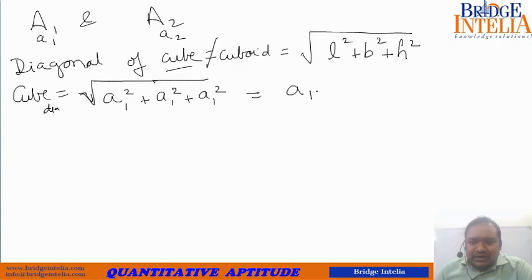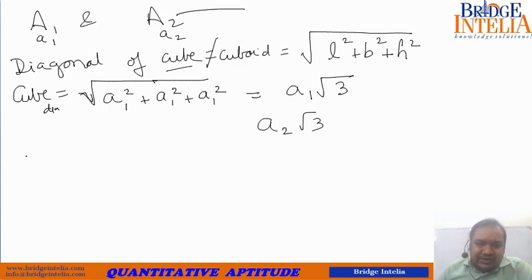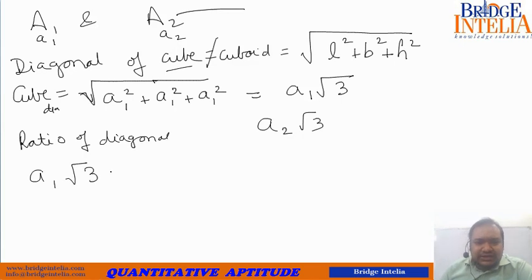So A1 into root 3. Similarly, diagonal of the second cube would be A2 root 3. So this is what is given to us. The ratio of diagonal is given. So if you take this ratio, this is what is given. A1 root 3 is to A2 root 3 is given to us as equal to 3:2.